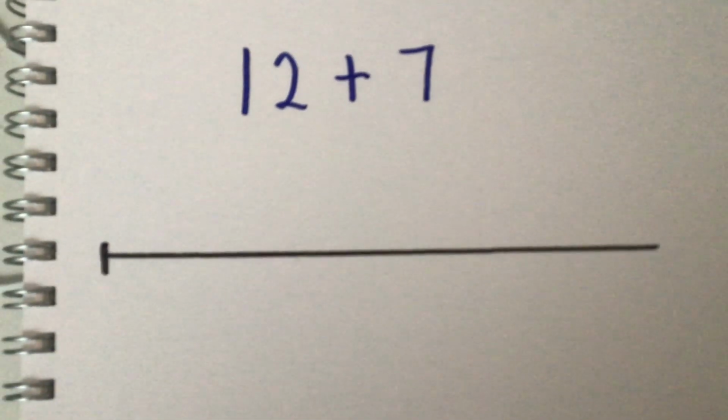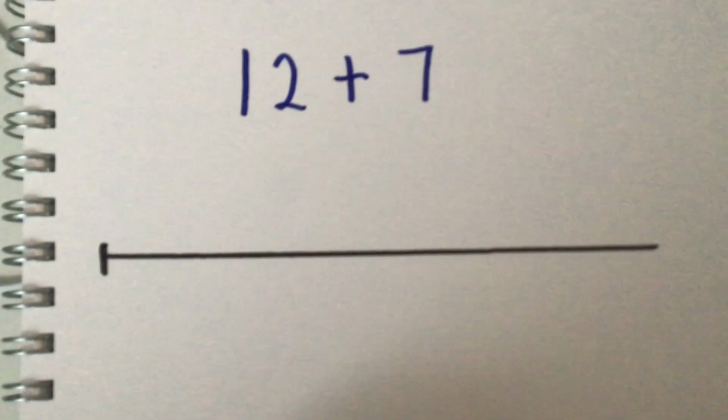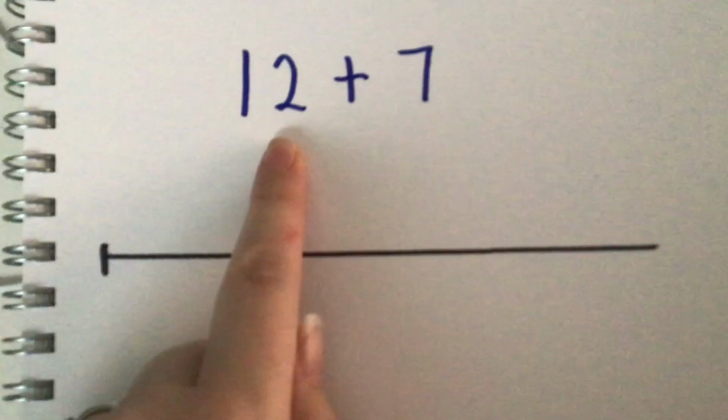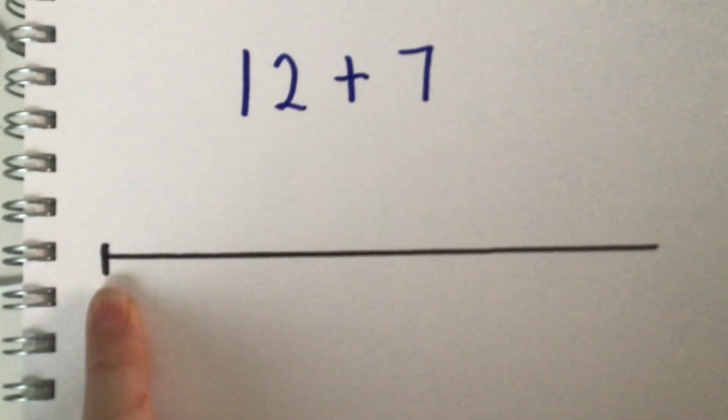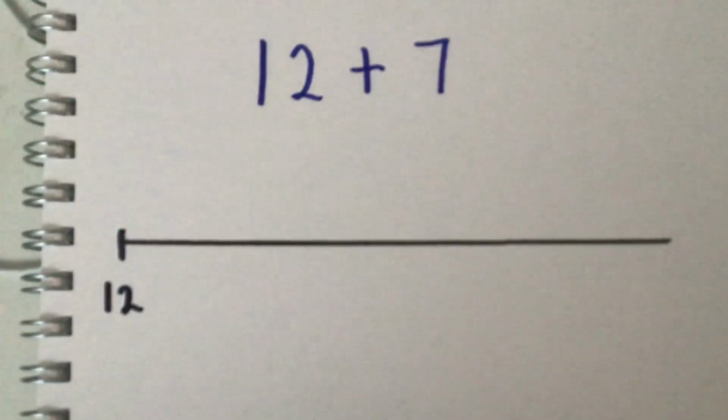So when we're adding two numbers, we need to look at which number is the larger number. The larger number here is 12. So that's going to be our starting number. So I'm going to write the number 12 here.